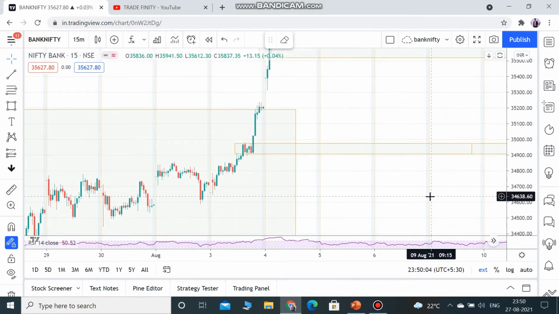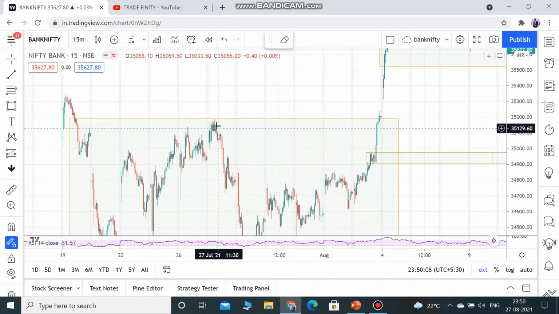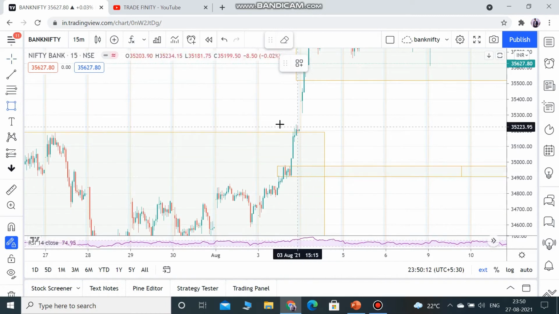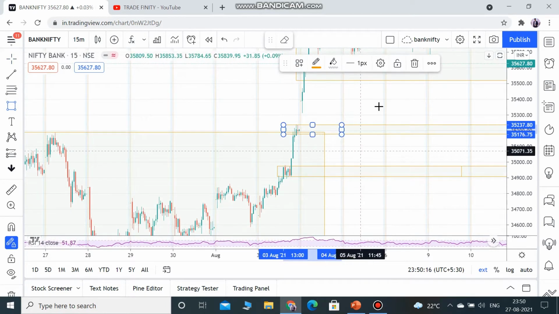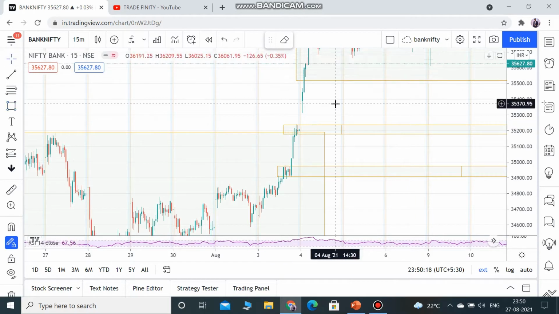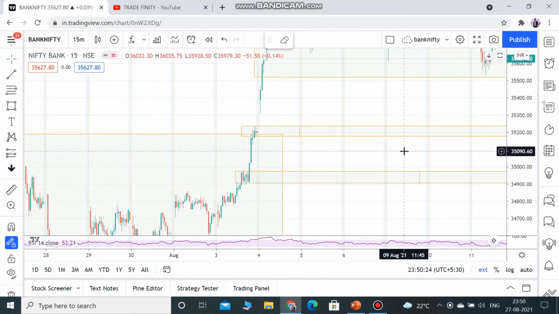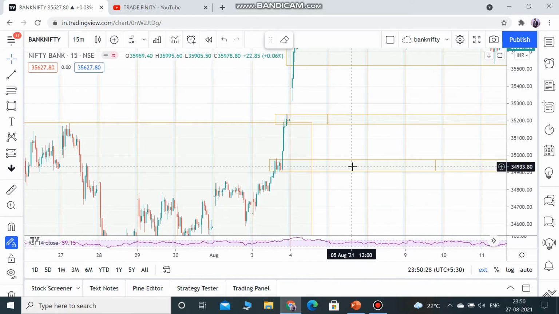So I will mark this as one zone, and to break this, there is one more zone, I can mark this too, right? I can mark this consolidation too. It broke out from here. So what basically this means is, this becomes support 1 or support 2. Basically this becomes one of my supports, right?